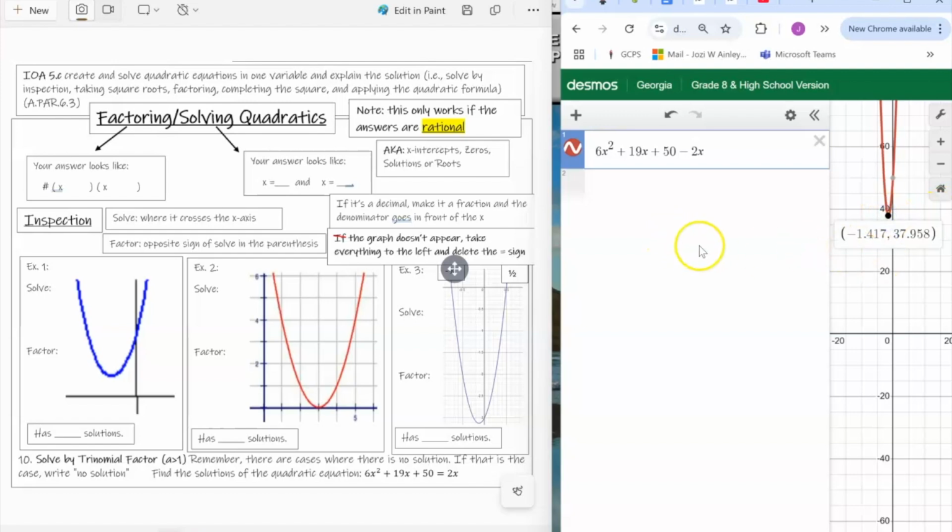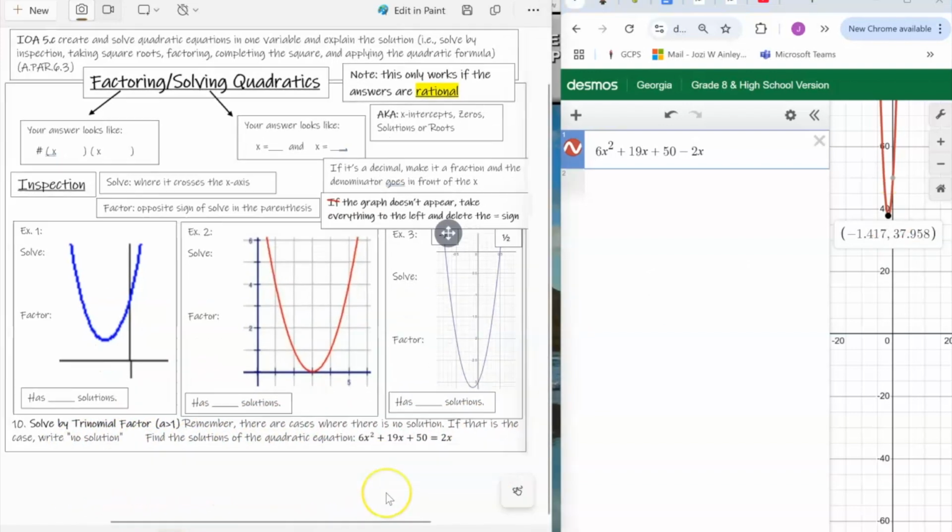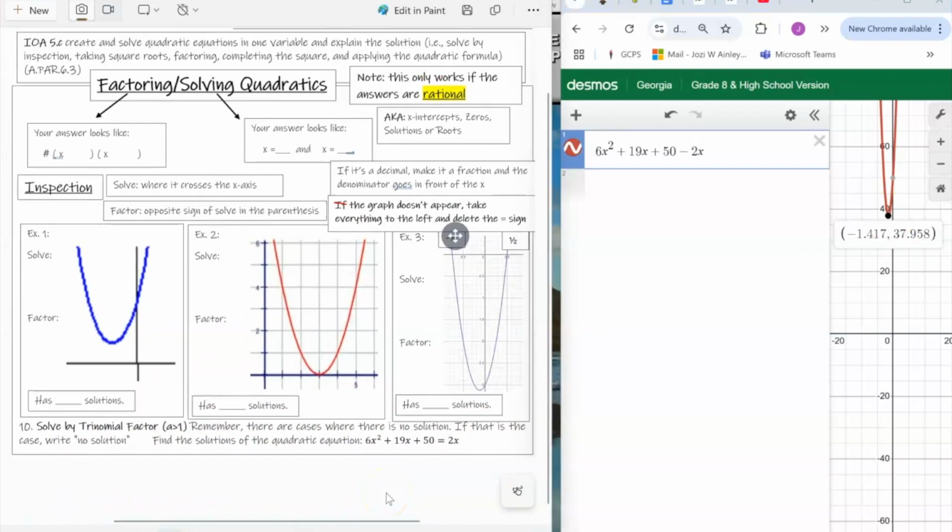All right, so my question to you is, how many solutions does this graph have? Is it 0 solutions, doesn't touch the x-axis, 1 solution touches 1 time, 2 solutions touches twice. This is the x-axis right here, so this has no solutions. So remember, there are cases where there's no solution. If that is the case, you're going to write no solution. So what is the solutions or the roots or the zeros of the x-intercept? In this case, there is no solutions.